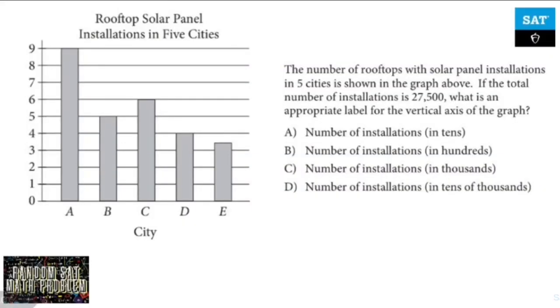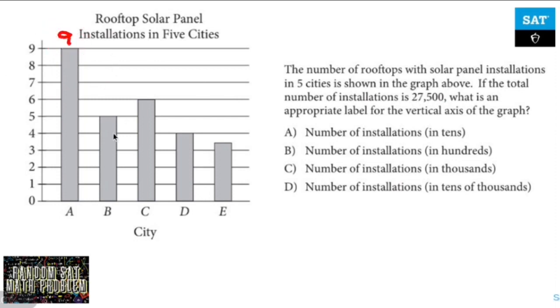The number of rooftops with solar panel installations in 5 cities shown in the graph above, or in this case to the left because I copied and pasted it. So I've got city A, city B, city E. If the total number of installations is 27,500, what is an appropriate label for the vertical axis? So I need to find out what this is. This is cities. So this is somehow going to be the number of installations, but it obviously goes up by a specific amount. So kind of what I should do is find out how much each of these are, add them up, and see if I can equate that to 27,500 at all.